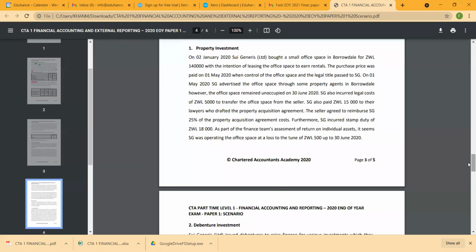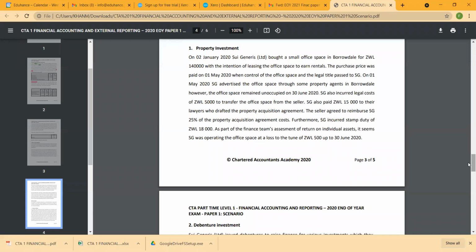Inventory, IAS 2, PPE, IAS 16, intangible assets, IAS 38, investment property, IAS 40, financial assets, IFRS 9, and then we could also have a leased asset, IFRS 16. So those are the six applicable standards, right? The various standards that deal with recognizing an asset.